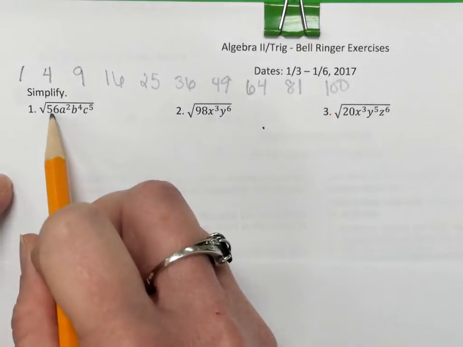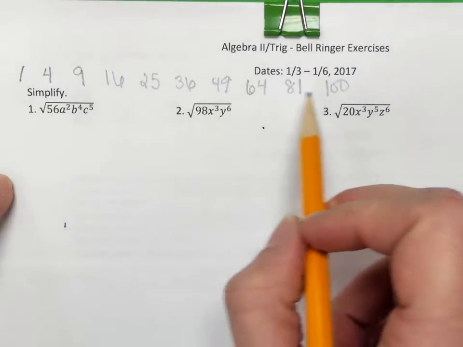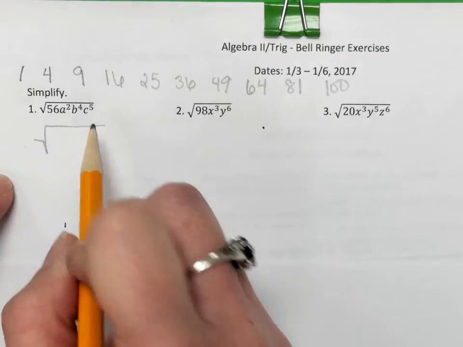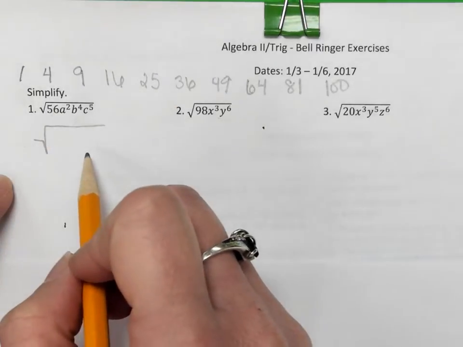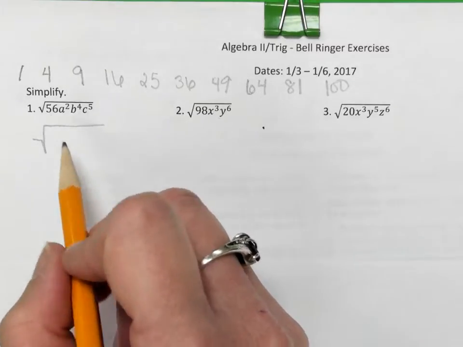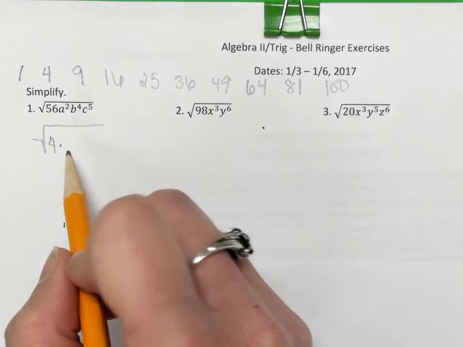All right. So 56. Which one of those will divide into 56? Because 56 is not on that list. So which one goes into 56? 7's not on the list. 49? 49 divides into 56? Oh, no. 4 times what is 56? 4 times how much? 14.